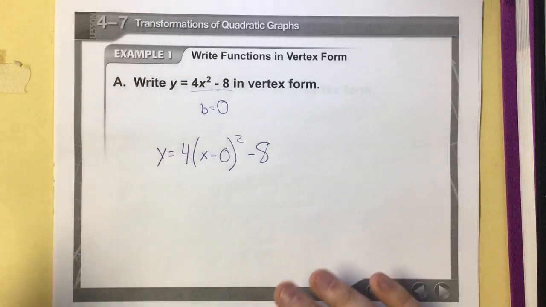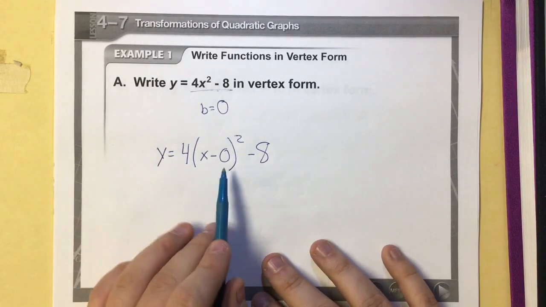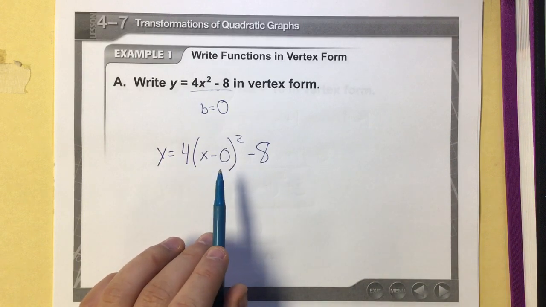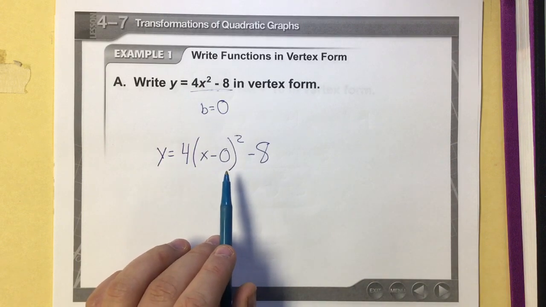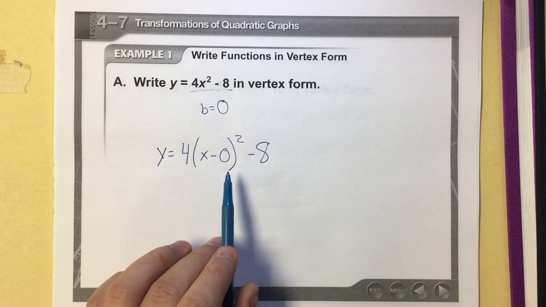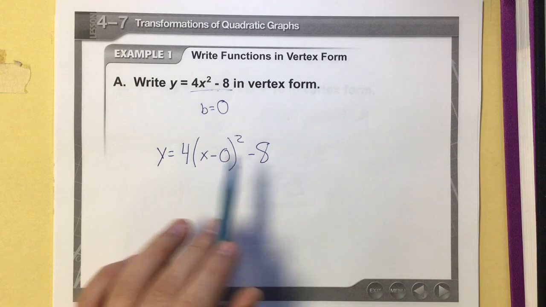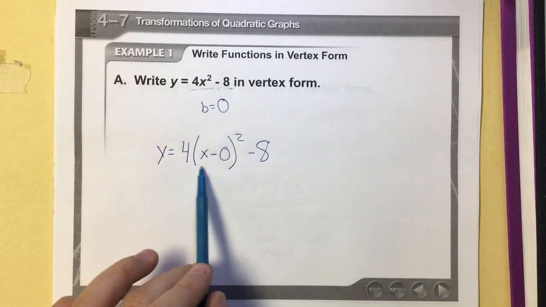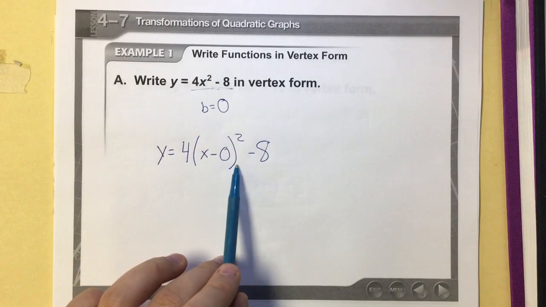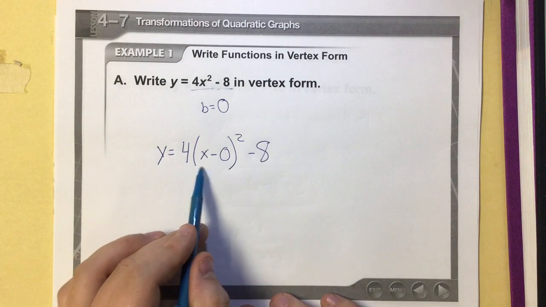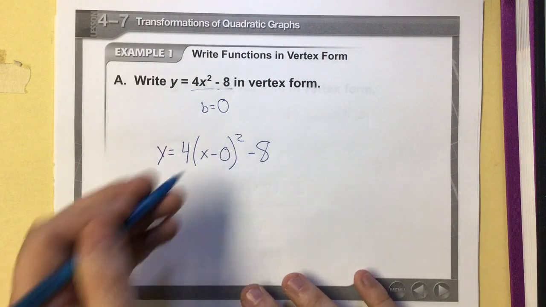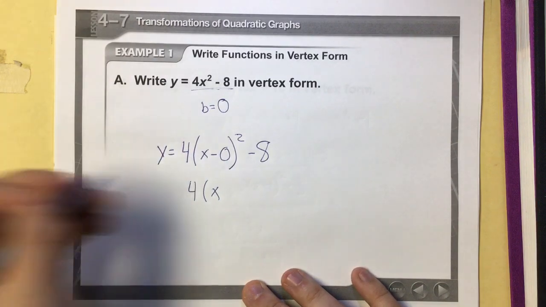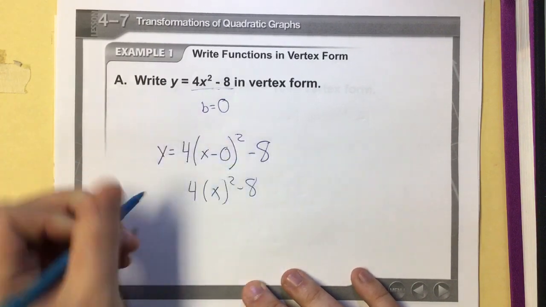If b is 0, the x-coordinate of your vertex is going to be 0. We could check that by doing our opposite of b over 2a like we did in sections 1 and 2. But this is just a shortcut for you. If b is 0, you just put parentheses and write x minus 0 squared. Because remember, x minus 0, that's just x, so we have 4x squared minus 8.